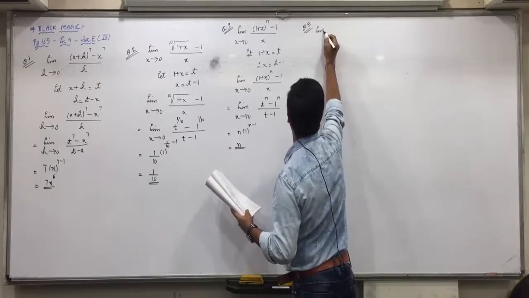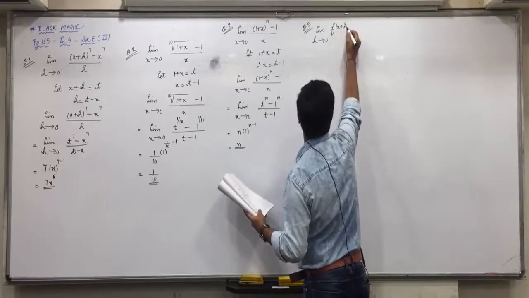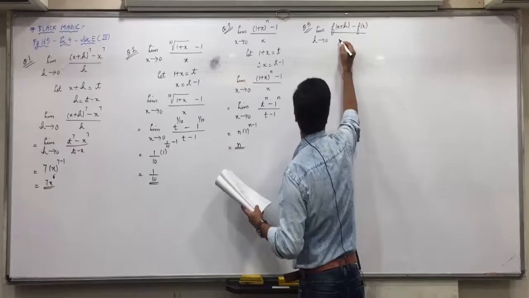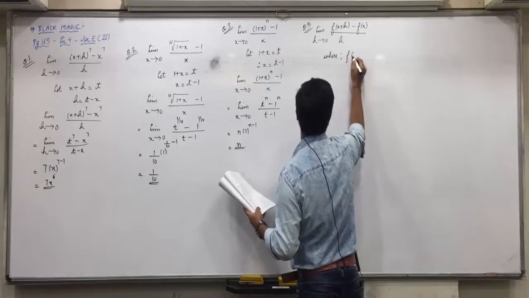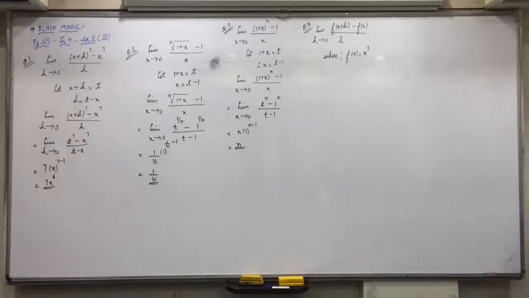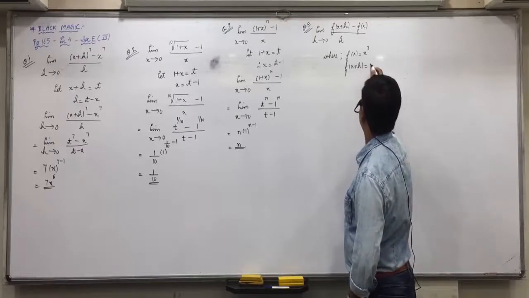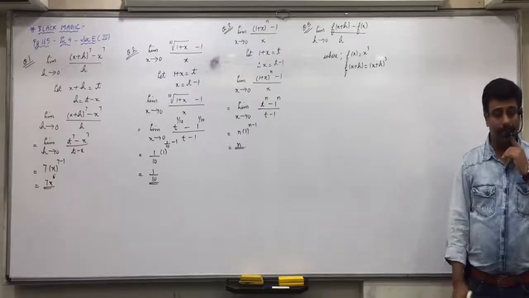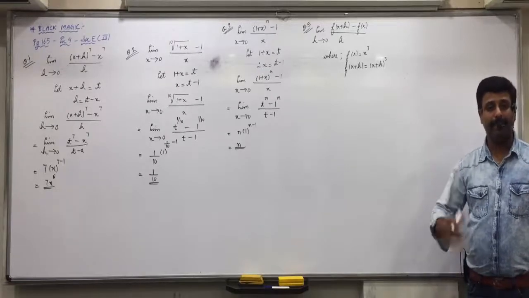Limit h tends to 0, fx plus h minus fx upon h, where fx equals x cube. Now fx equals x cube. So what will be fx plus h? x plus h whole cube. Now don't simplify a plus b whole cube. We know the formula and you can do it that way also, but it is very complicated. Instead of that we'll use magic.